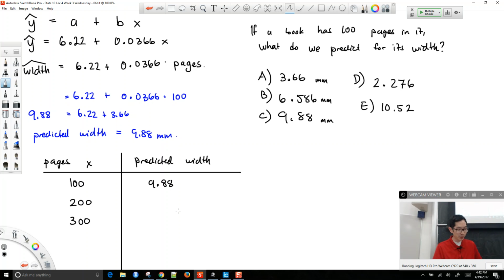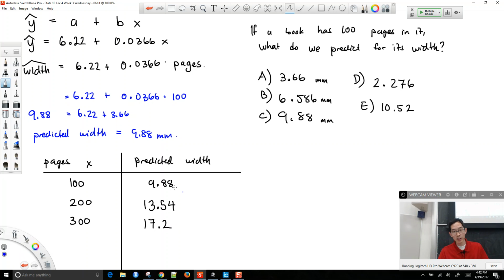Did we get values here? For 200, what do we have? 13.54. Did you guys actually do this, or am I just pretending that you did? And 17.2. Is this what we got? Great.